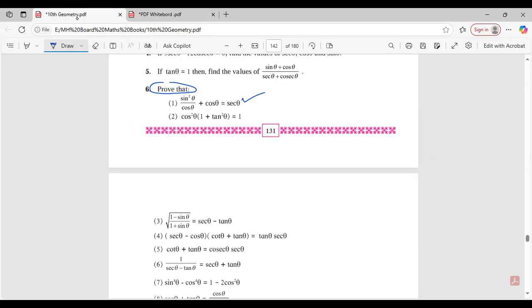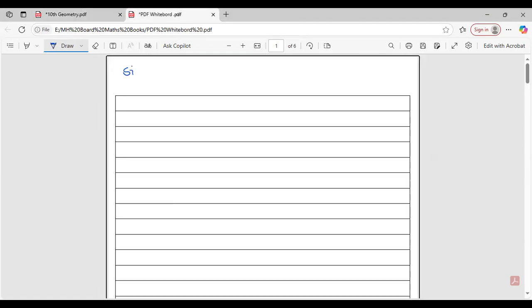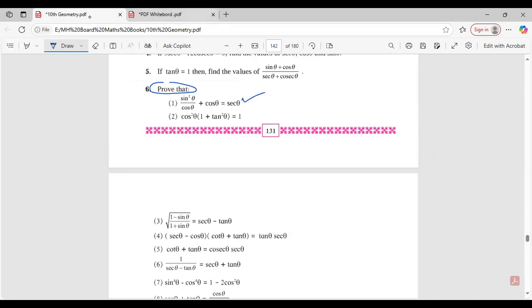So we have this question. First, prove that sine square theta divided by cos theta plus cos theta is equal to sec theta.